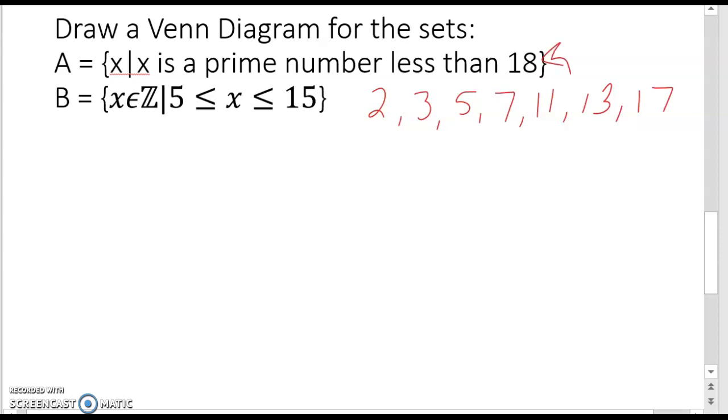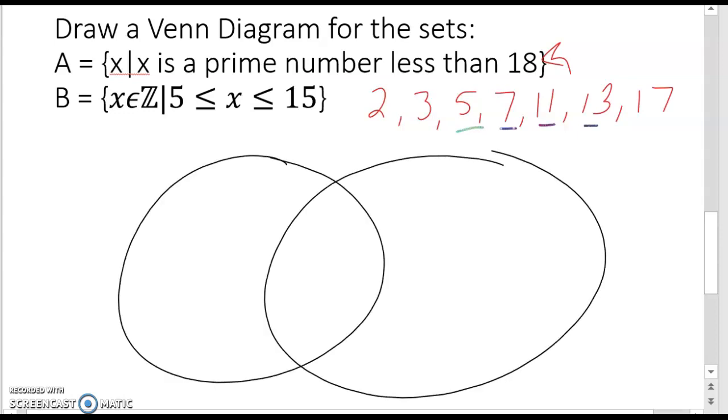Then in set B, we want all the numbers between 5 and 15, right? All of those integers. So if we think about the overlap, right? 5, 7, 11, and 13 will both fall as prime numbers less than 18 and integers between and including 5 and 15. So I am going to need an overlapped piece. So we have A, we have B. Again, I can talk about the overlap being 5, 7, 11, and 13, because I know those exist.